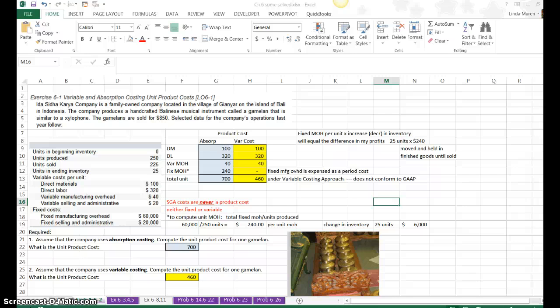Okay, absorption versus variable costing. We're going to do a couple examples so you get a better idea of what's going on and how we handle the accounting side of it. Start out with a couple simple exercises.